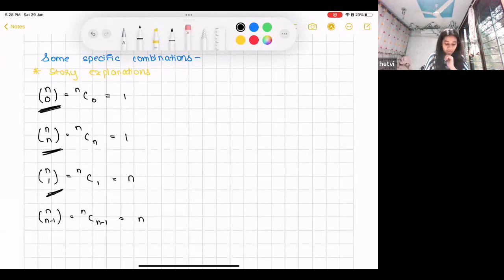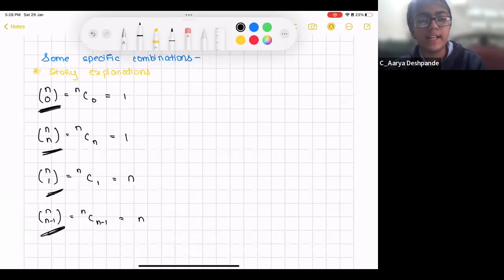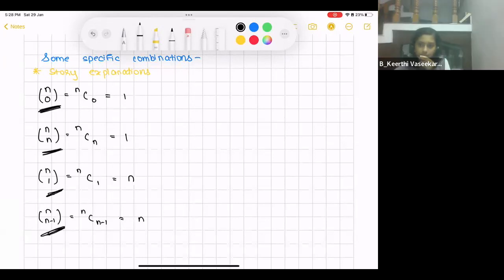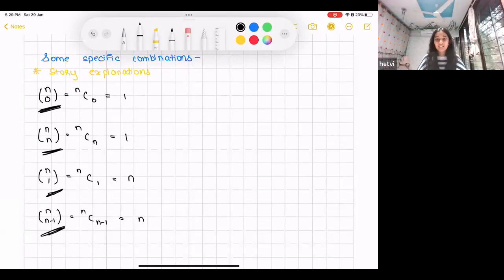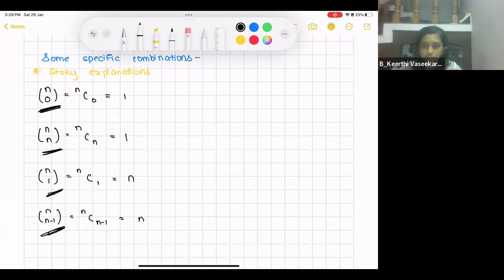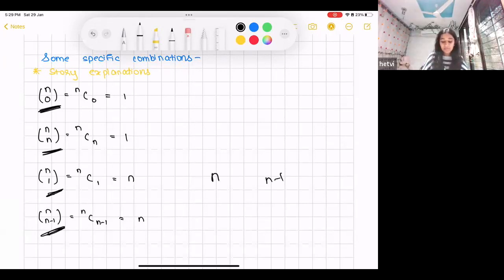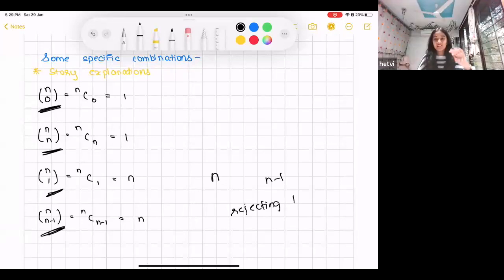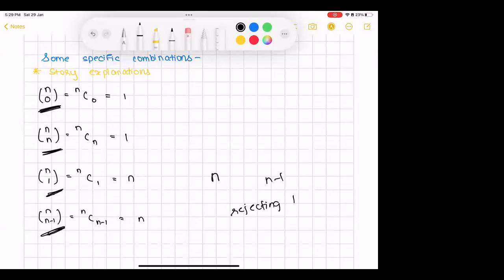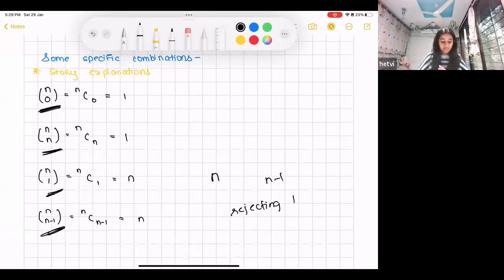And what about the last one? n choose n minus one. You just reject one object, and you can do it in different ways. Exactly, you are right. So out of n things, I have to select n minus one things. That means I'm rejecting one item, and I can do it in n ways. I either do not take the first and take the remaining n minus one, or I do not take the second and take the remaining n minus one, and so on. So these are a few intuitive specific combinations.